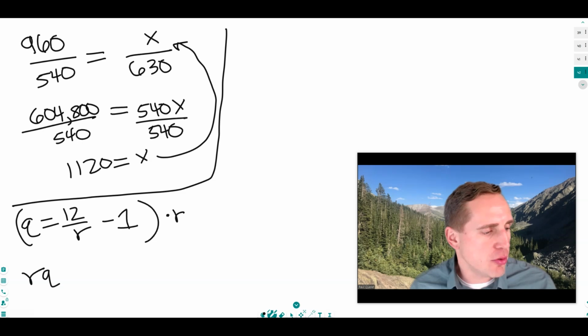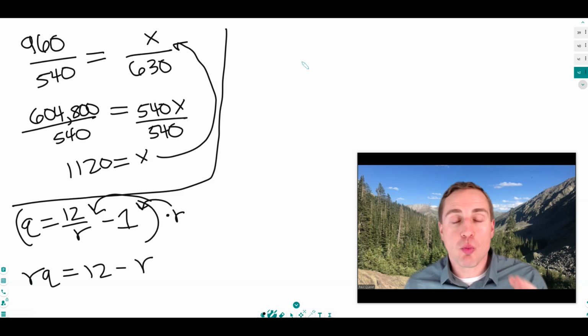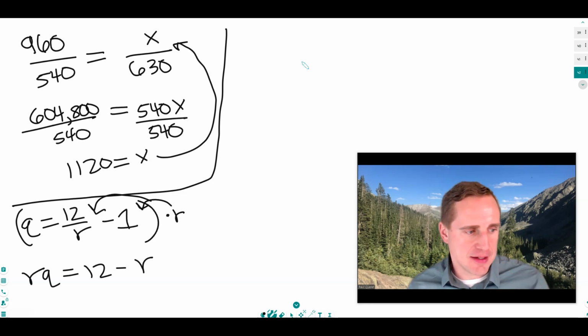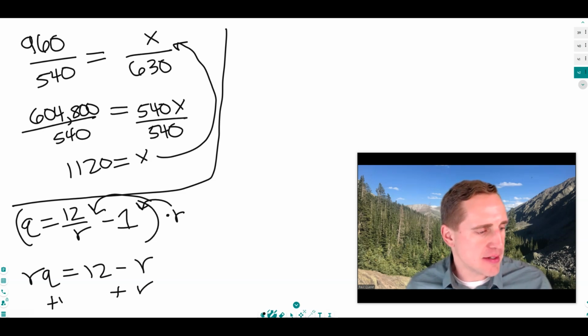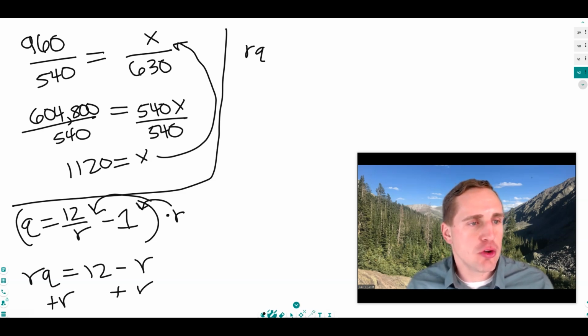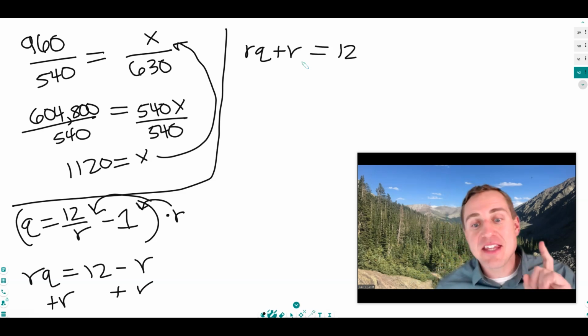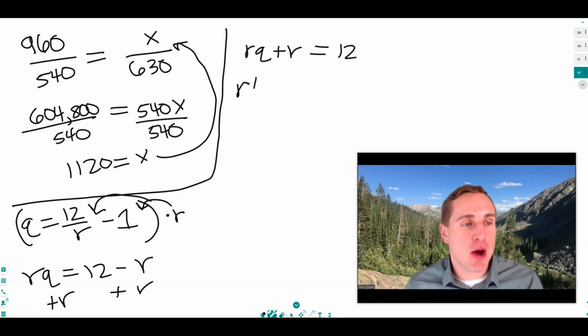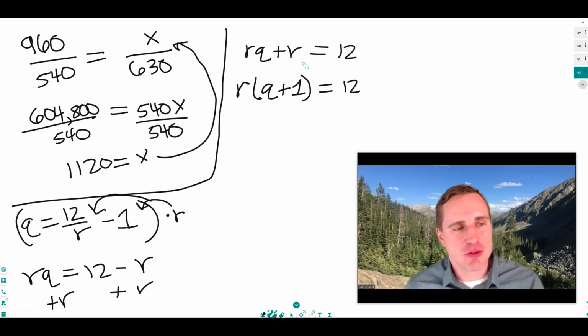So that's rq is equal to 12 minus r. Notice r got distributed in here, and there we go. Now, this is important. We do need to get r collected because we need to solve for r. So we need to add r to both sides. So that's going to be rq plus r is equal to 12. Then this is the most important step. We need to factor out r. Notice r was trapped in more than one term, so we had to factor it out. So we have r times q plus 1 equals 12.